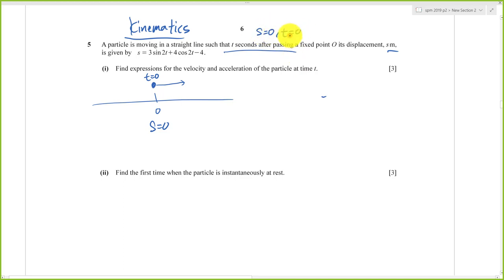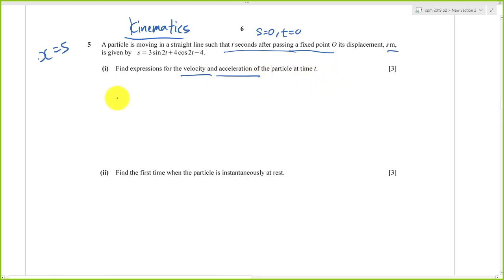But why do you need S equals zero, T equals zero? Because later you need to find C. Remember, when you do the integration, you will do plus C at the end, right? So you will need to use this information to find C later. S stands for displacement, right? Sometimes they will use X. So you have to understand X and S are the same thing. Then find the expression of velocity and acceleration of the particle.